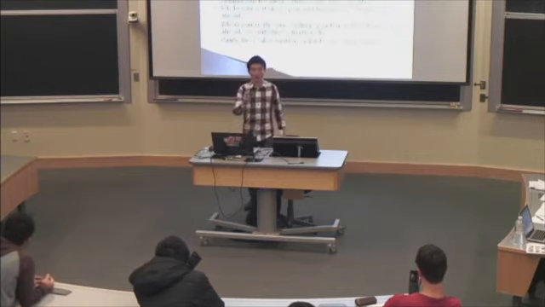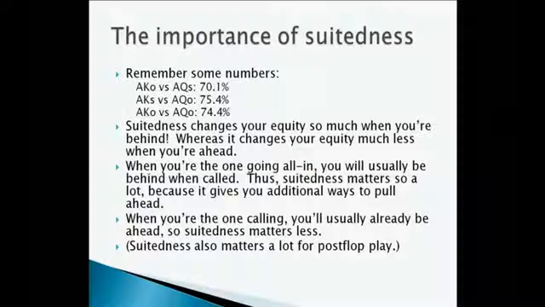Okay, so one thing that I hope you sort of got from these numbers is that suitedness matters a lot when you're behind and matters not that much when you're ahead. So if you look at these numbers, the gain in equity of ace-king when ace-king is suited is only 1%. You only increase your equity from 74.4 to 75.4. But if ace-queen is suited, then the equity of ace-king drops by 4% instead of 1%, right? And the reason essentially is, if your hand is bad, you need as many ways as possible to try to get lucky, and being suited is one of them.